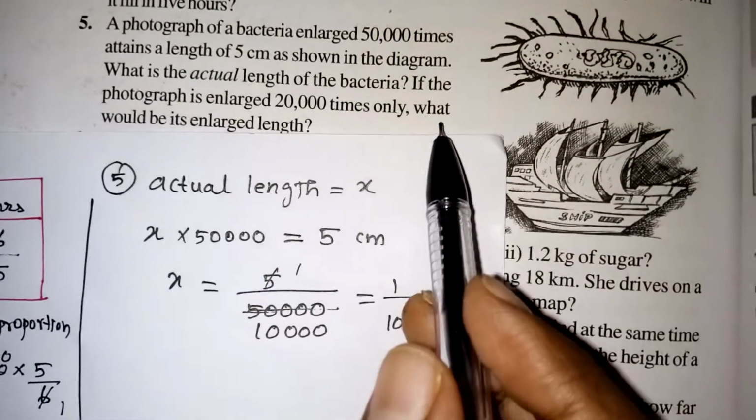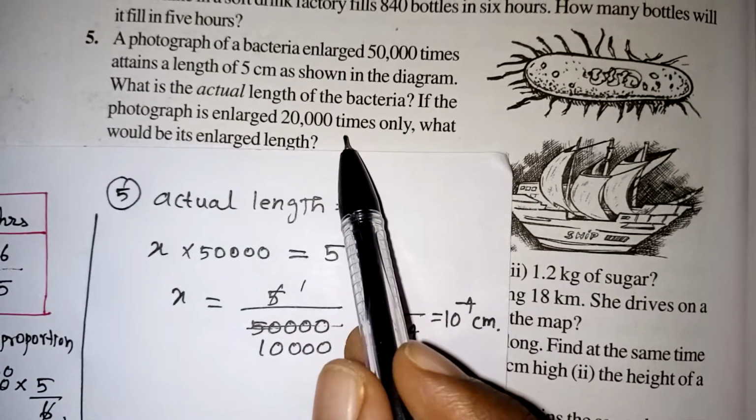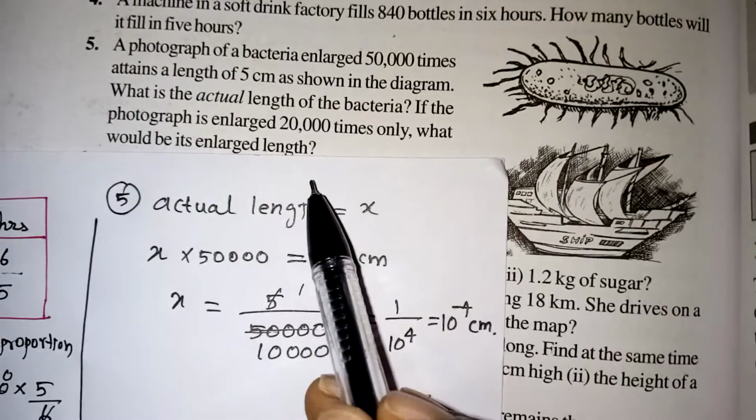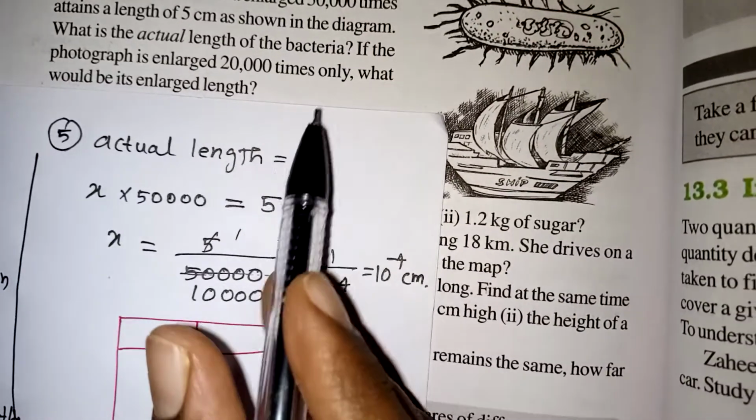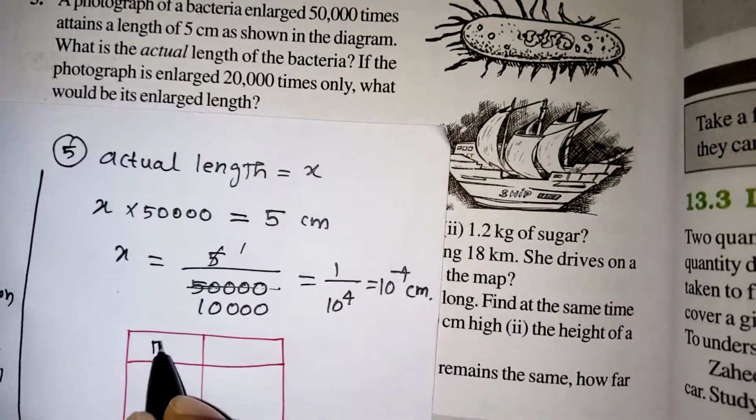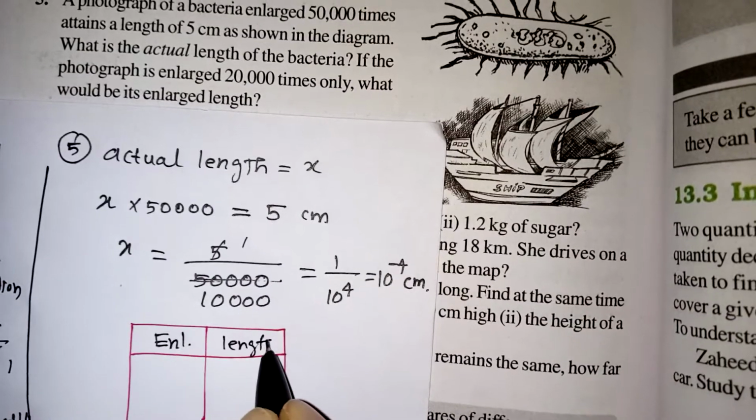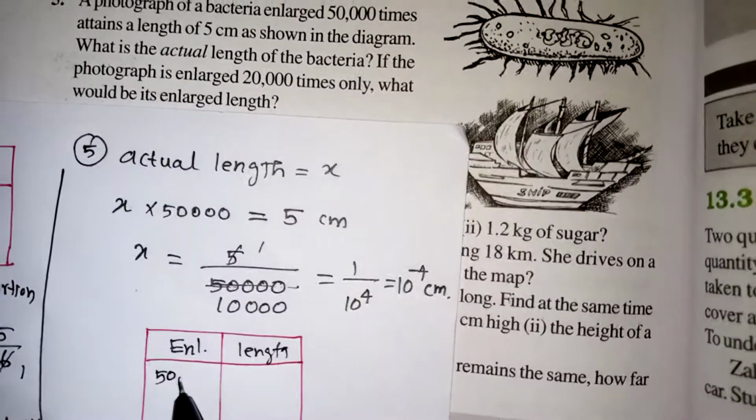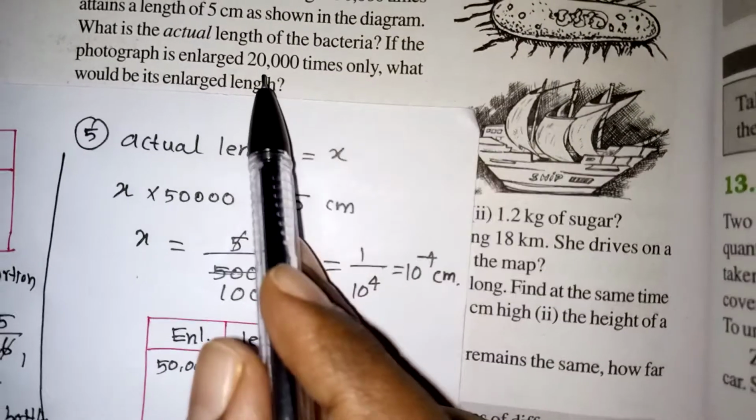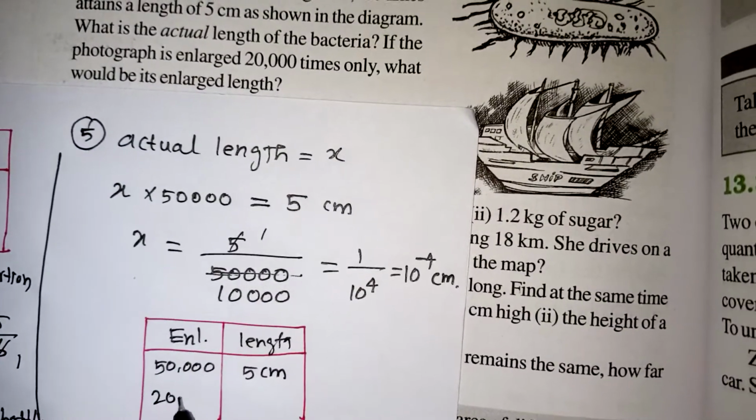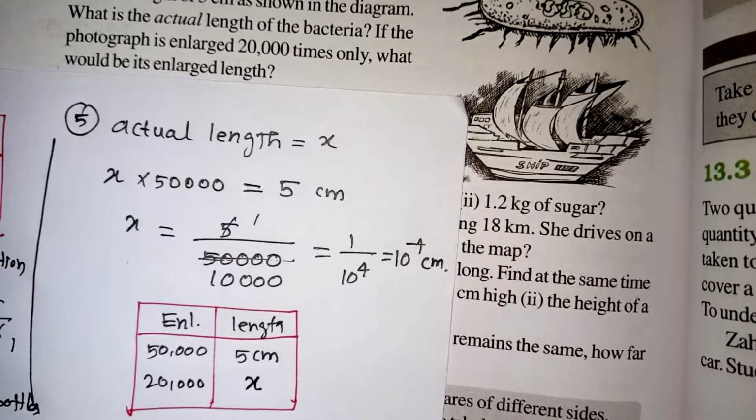Now look at the second part of the question. If the photograph is enlarged 20,000 times only, what would be the enlarged length they are asking? From the question, if it is enlarged 50,000 times, what is the length it will attain? That is given in the question. If the bacteria is enlarged 50,000 times, it will reach 5 centimeter length. Now it is enlarged only 20,000 times. What could be the enlarged length they are asking? That we have to take as X.